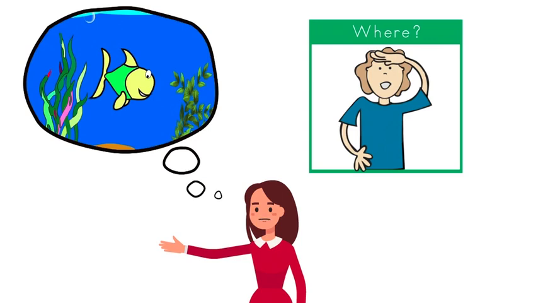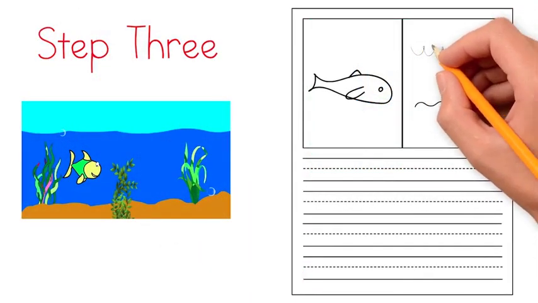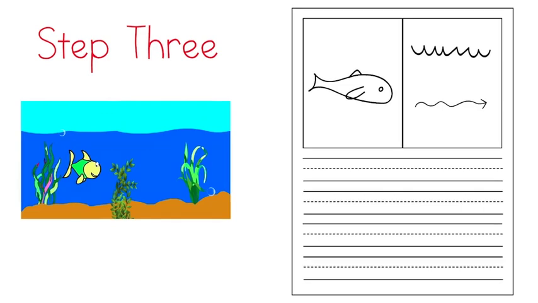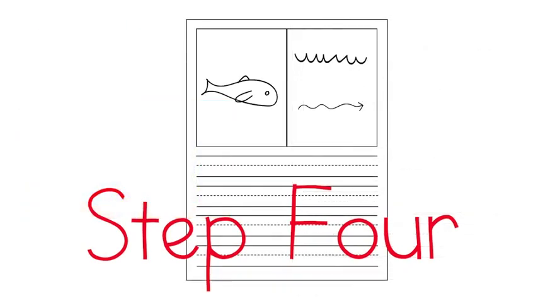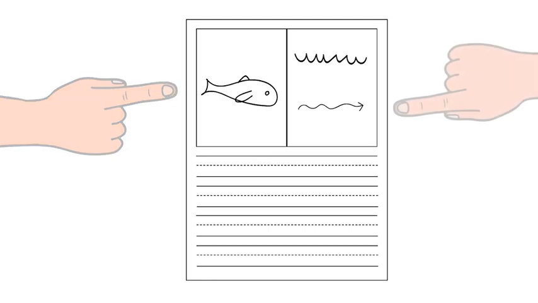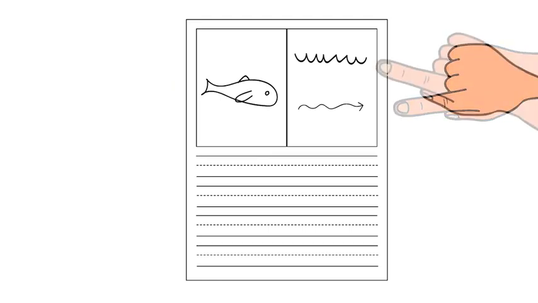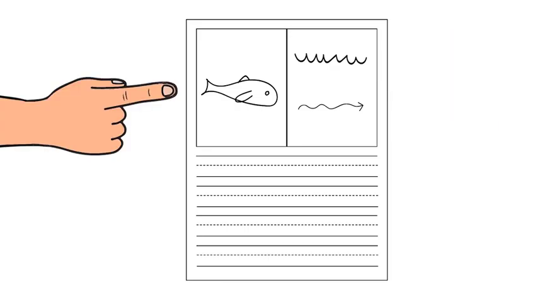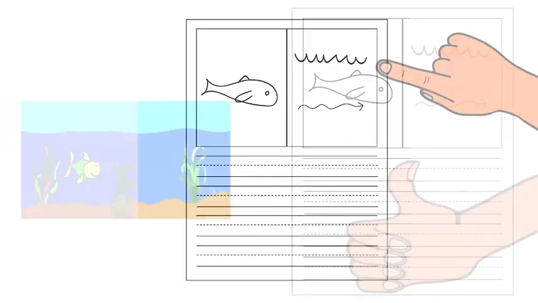In the sea. In the sea tells where the fish was swimming. Go to your planning page. In the right planning box, draw a quick sketch to show the sea. That was easy. Good job. Step 4. Let's point to the boxes and tell a sentence. First, point to the left box. A fish. Next, point to the right box. Swam in the sea. A fish swam in the sea.